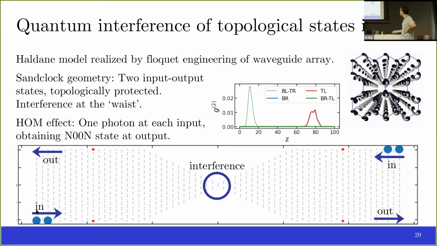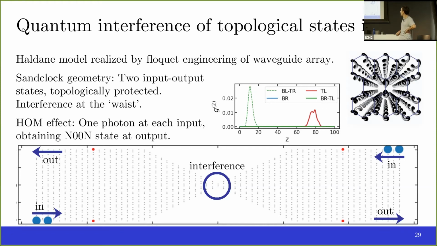So we have two input states that go toward this sort of quantum dot that is located at the waist of the sand clock geometry. An input state from the bottom left and an input state from the top right, and two output states from the bottom right and top left. So we can generate quantum interference between topologically protected states.